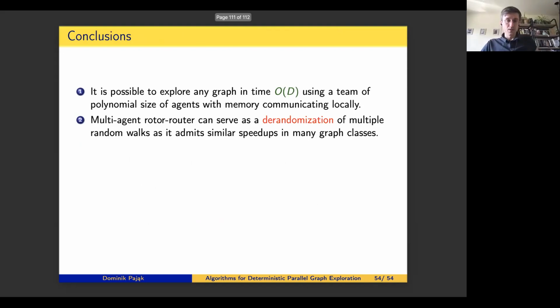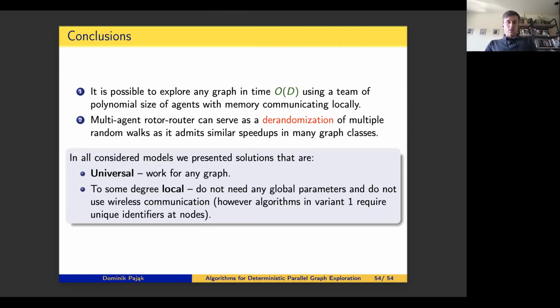And that's it, I guess. So we showed the first algorithm to explore any graph in time proportional to the diameter using a polynomial size team of agents with local communication. And the second thing was this process, rotor-router, that can be seen as the de-randomization of multiple random walks. Okay, that's it.